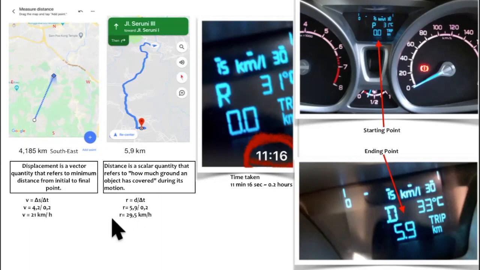So from here we can also see that velocity and speed are not the same. One is showing our speed in a certain direction. One is showing our average speed during the journey.